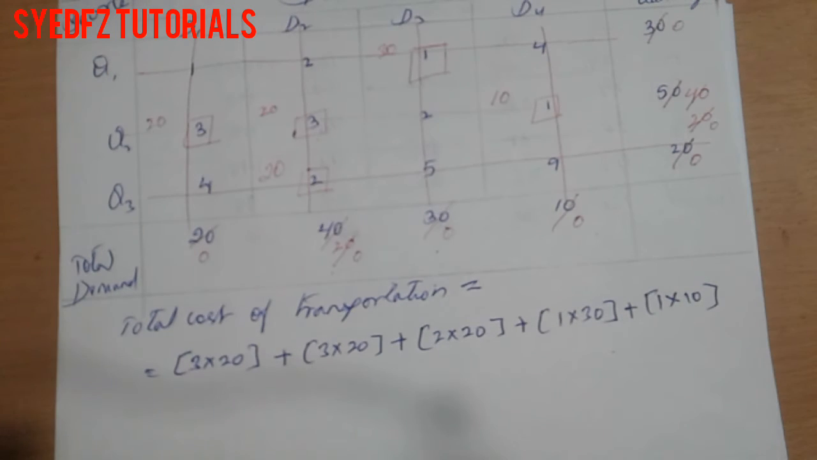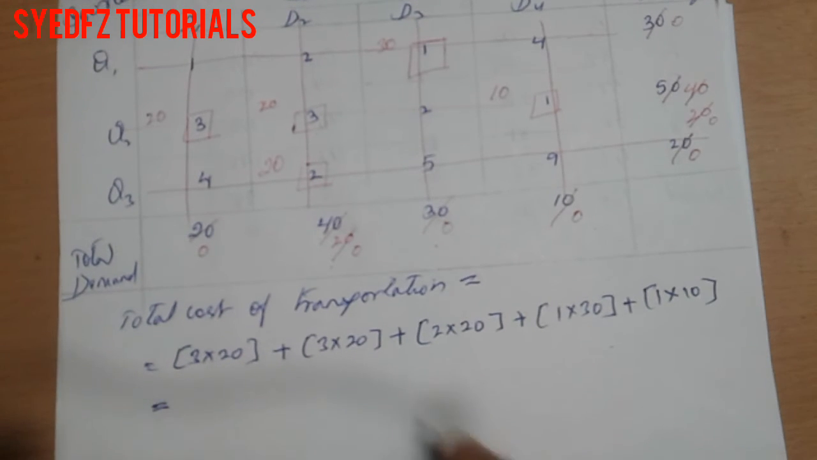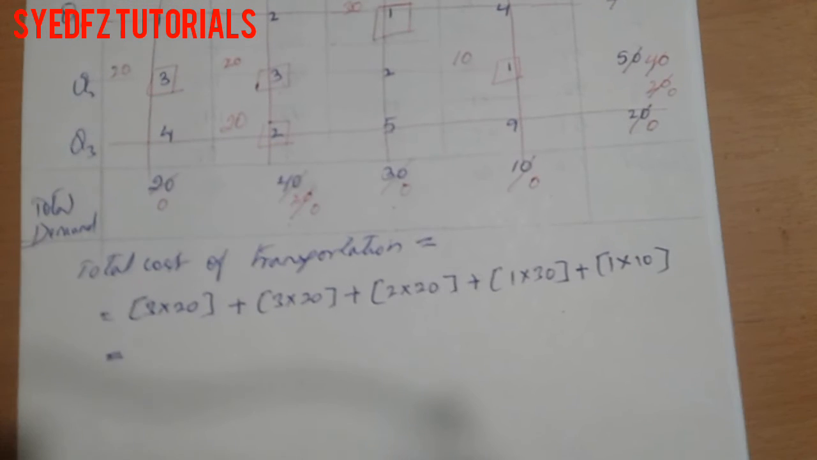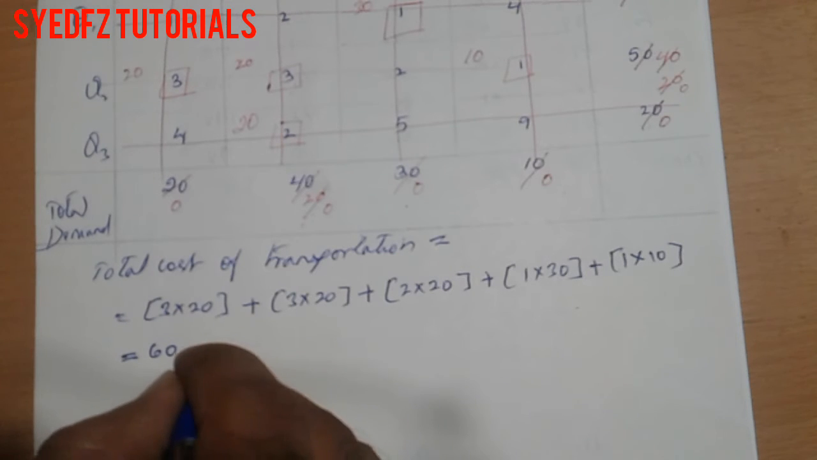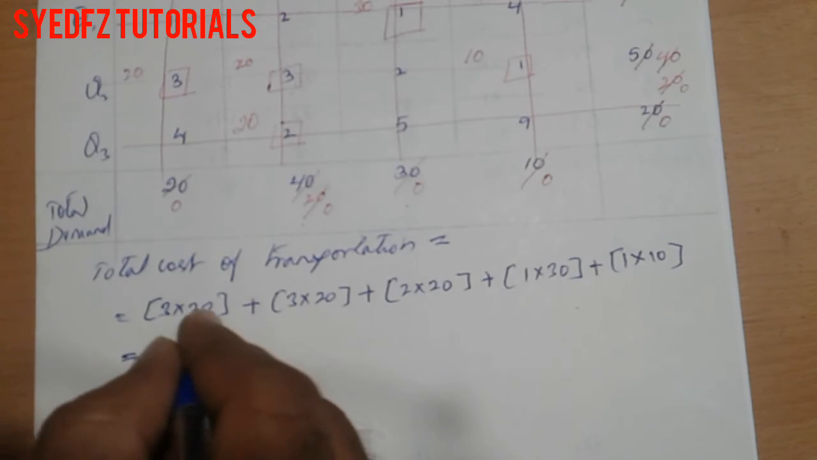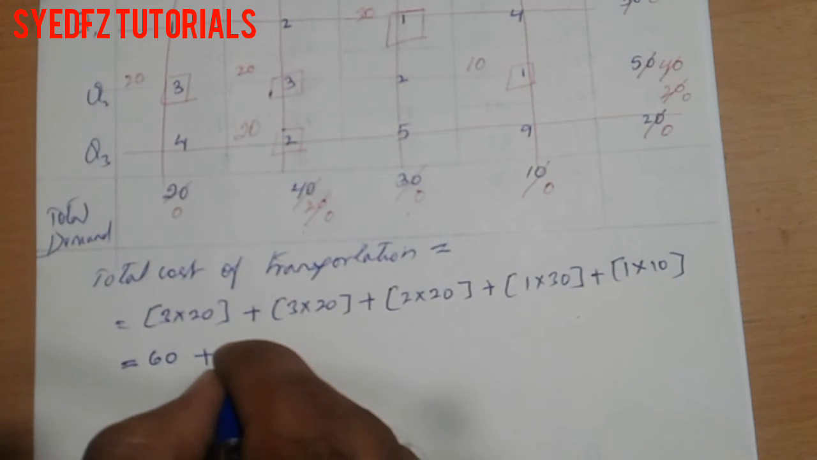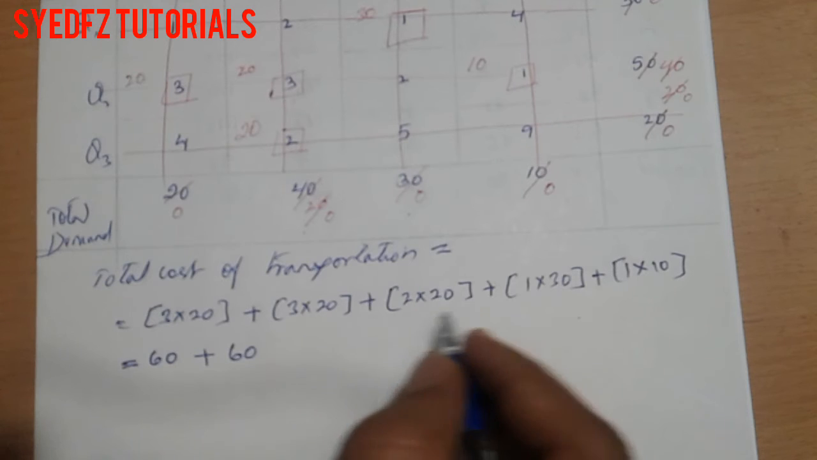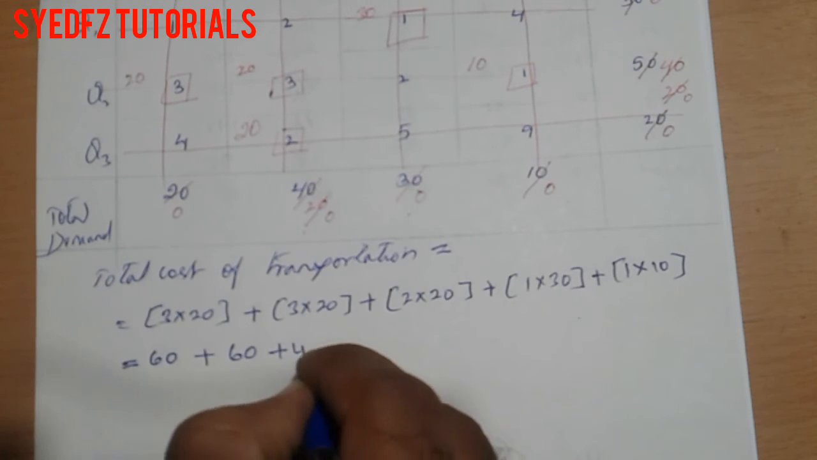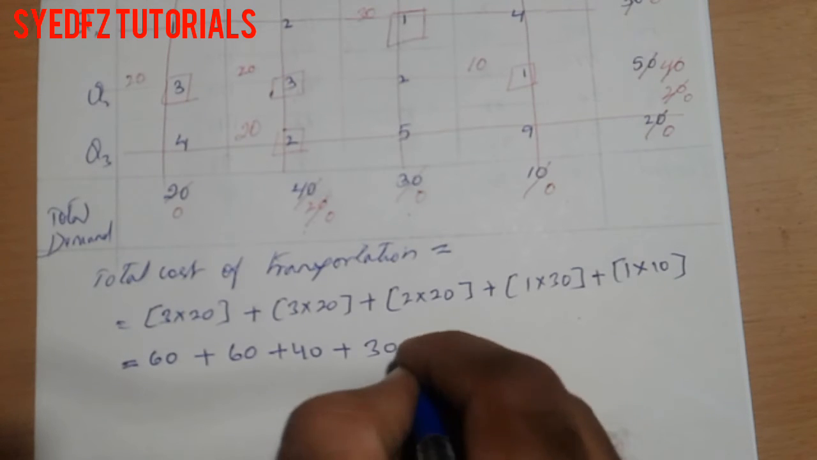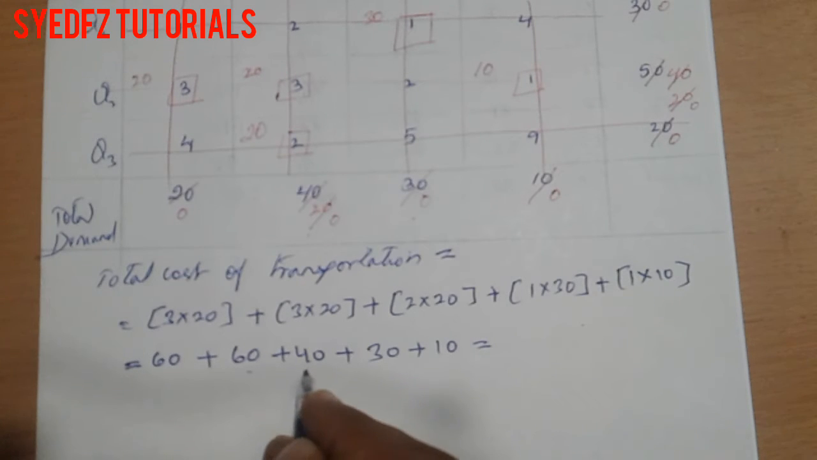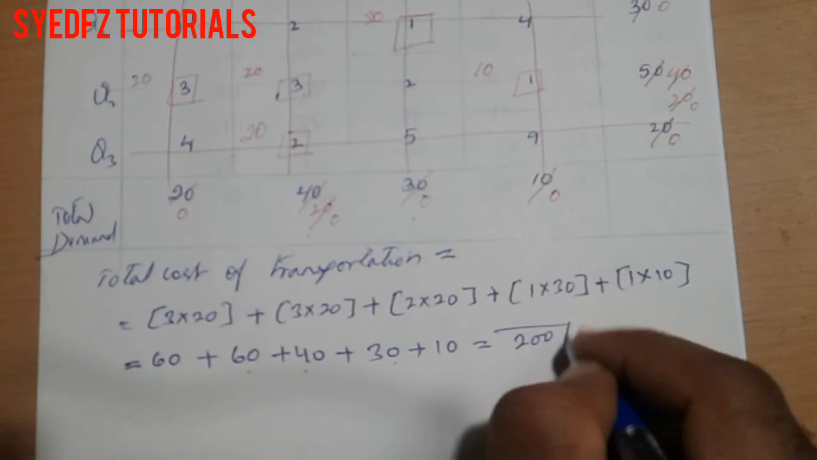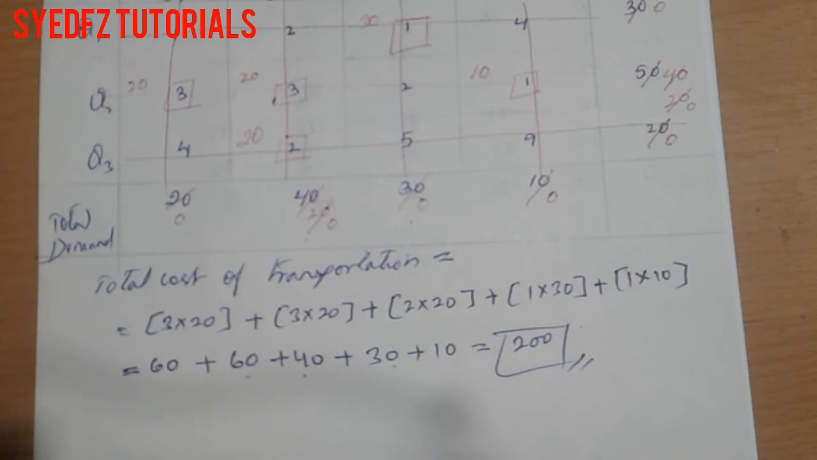2 into 30, is 60. 3 into 20, 60, and 3 into 20, 60. 2 into 40, 80. 1 into 30, 30. 1 into 10, 10. 60, 120, 160, 190, 200 is the total cost of transportation by the least cost method.